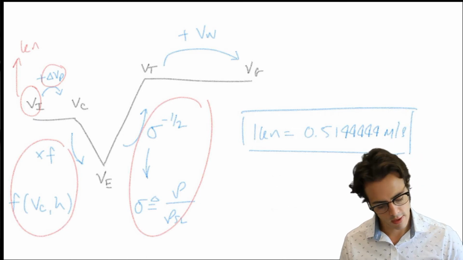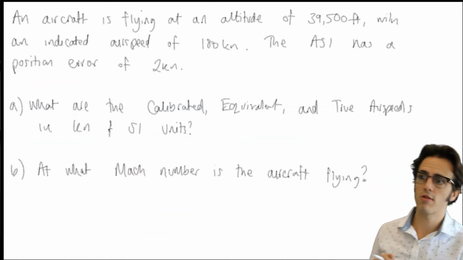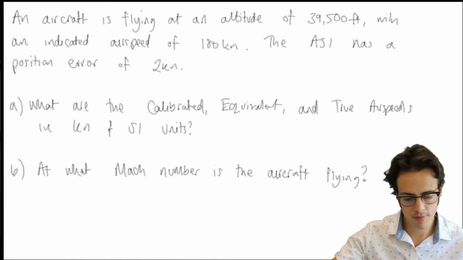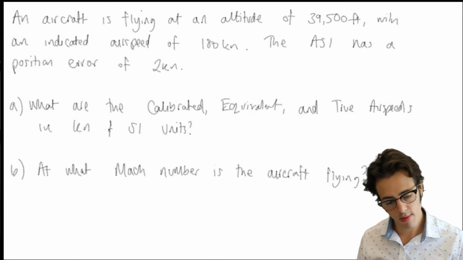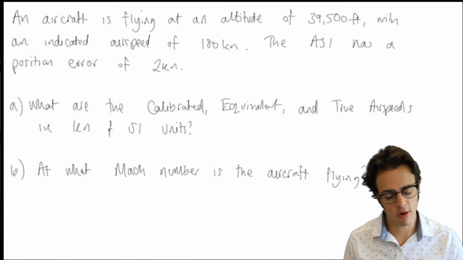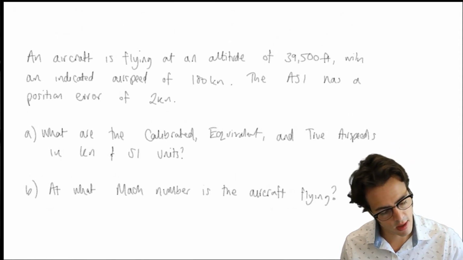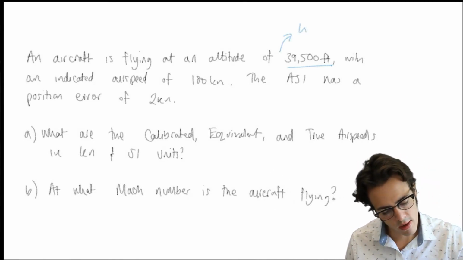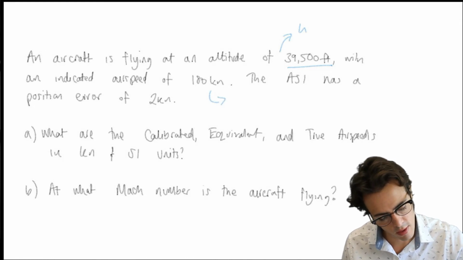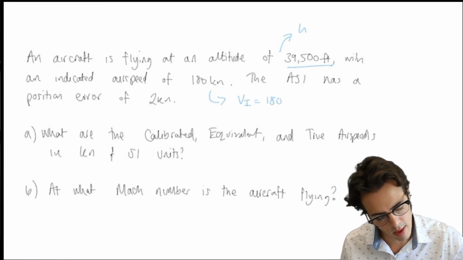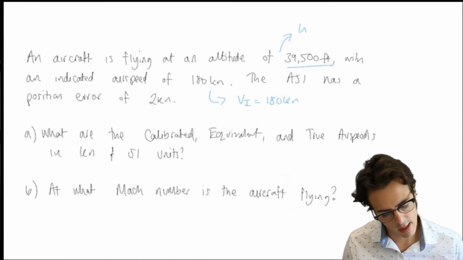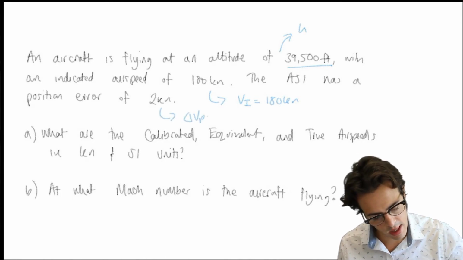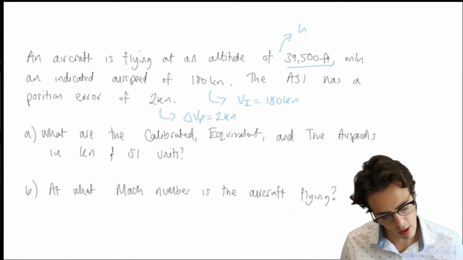Okay? So let's go through with a numerical example. I'll give you guys a moment to read that. Actually, you can just pause it and read it as well. So what have we got? We've got an aircraft at some altitude, so we've been given our altitude. That's our H for this, with an indicated airspeed of 180 knots. So VI is equal to 180 knots, and the ASI, or the airspeed indicator, has a position error of 2 knots. So delta VP is equal to 2 knots.